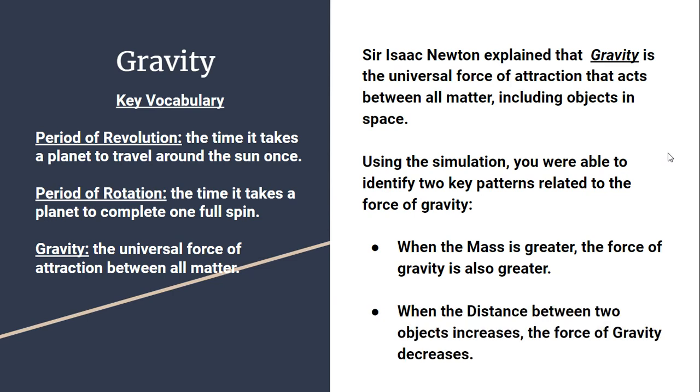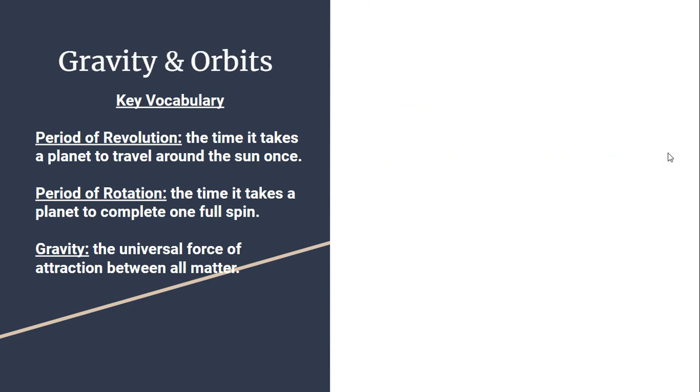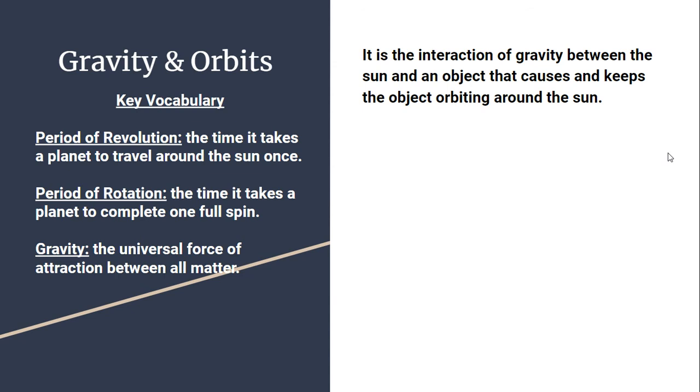Same type of thing when it comes to distance. As distance changes, so does gravity. As the distance between two objects gets larger or increases, gravity's force gets smaller or decreases, and vice versa. As two objects get closer together, gravity pulls on them stronger. These two things help to change the gravitational forces in our solar system. But the interaction of gravity between the Sun and other objects is what creates things orbiting and keeps them orbiting.